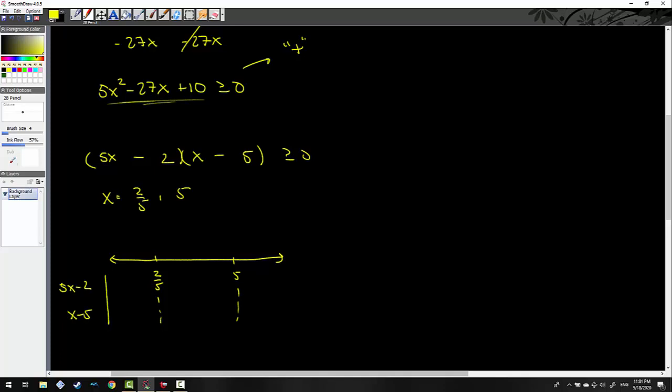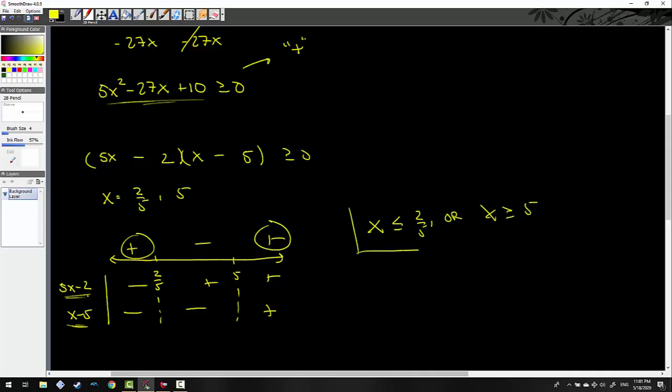I'm hoping you're starting to see the value of the shortcut here because it helps you move pretty fast. So 5, I'm going to look at the x minus 5 here. 5 is the number that makes x minus 5 0, so he's an upward facing line, minus, minus, plus. 2/5 will make this guy 0, so minus, plus, plus. Plus, minus, plus are the final signs. Greater than 0, positives is what I'm looking for, which means x has to be less than or equal to 2/5, or x has to be greater than or equal to 5. And that's what I'm looking for.